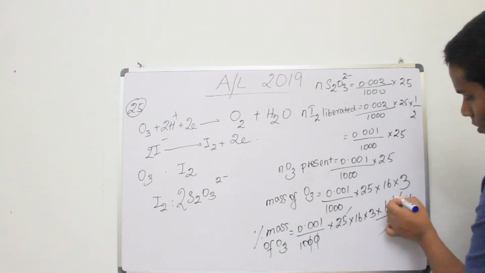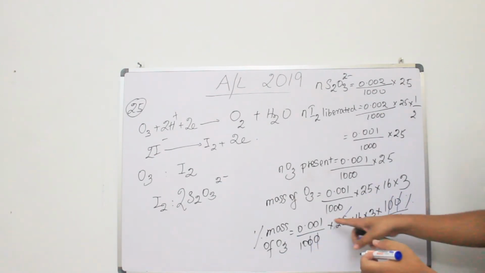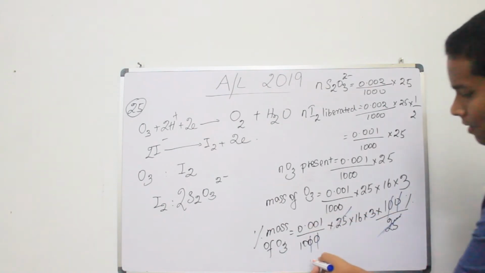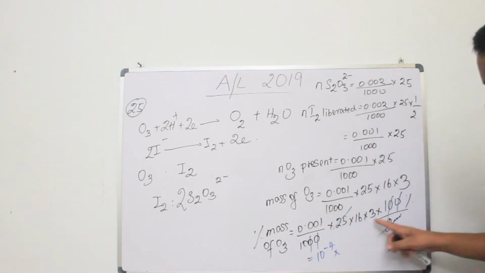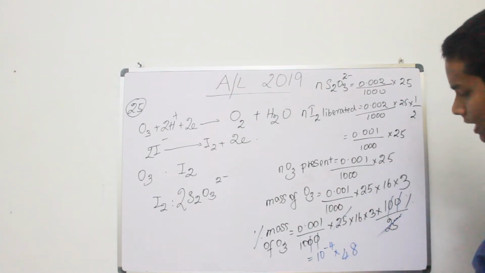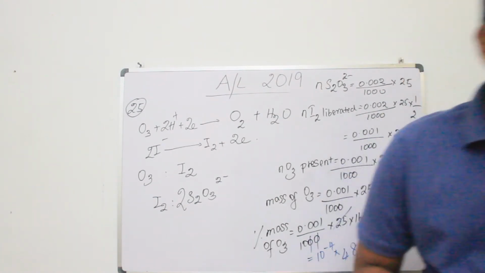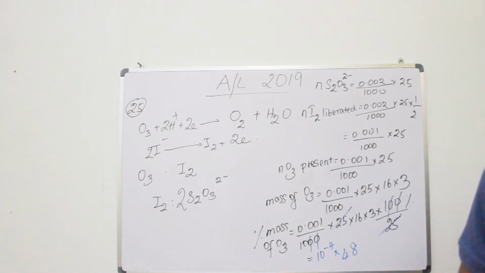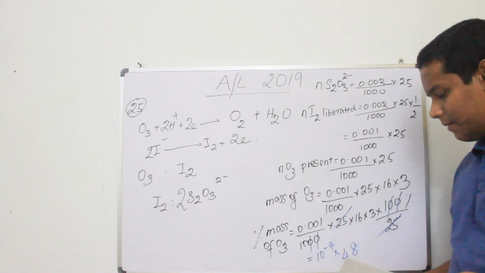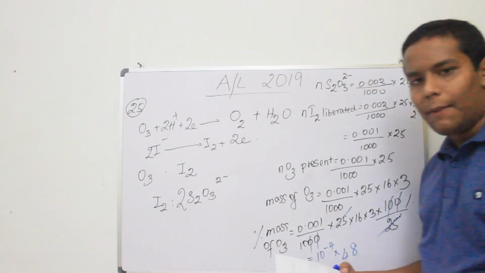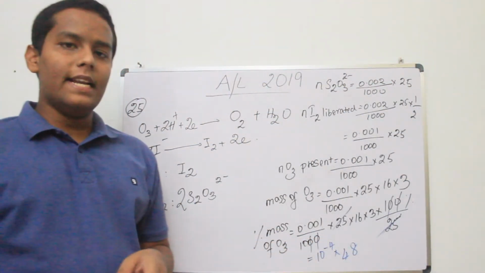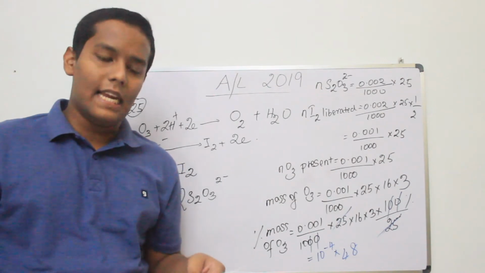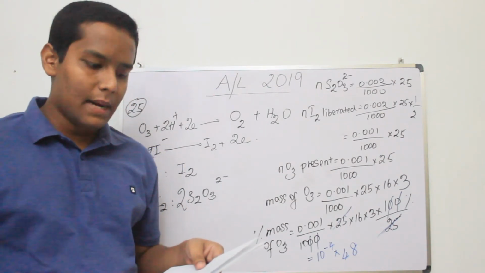So here 10 to the power minus 4 into 48, 48 into 10 to the power minus 4. That is 4.8 into 10 to the power minus 3. So your answer for question number 25 is the first one. 48 into 10 to the power minus 4, that is 4.8 into 10 to the power minus 3. First one. 25 answer is answer number 1.